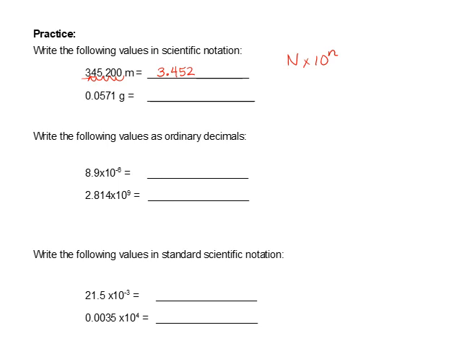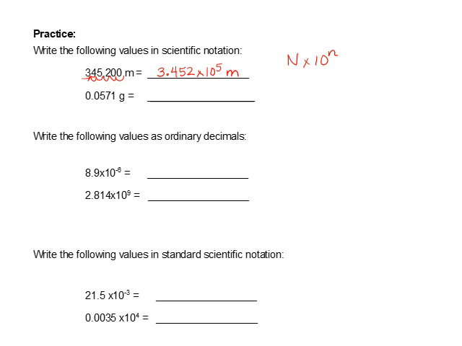Since we essentially divided the original number by 10 to the fifth when we move the decimal point 5 places to the left, we have to multiply our result by 10 to the fifth to compensate. Our answer now represents the same value as the original number. Adding the units, meters, gives us 3.452 times 10 to the 5th meters.